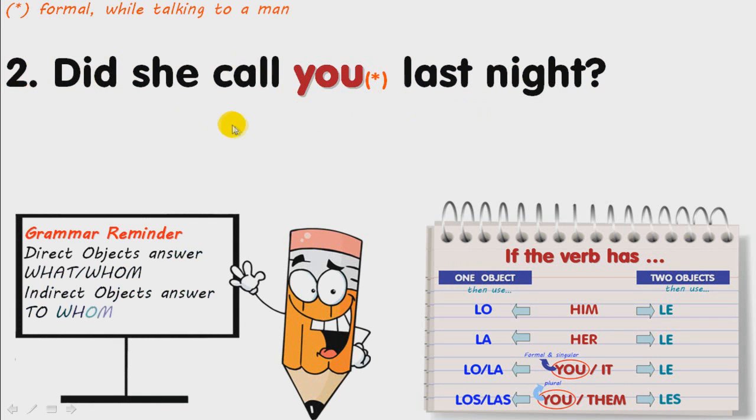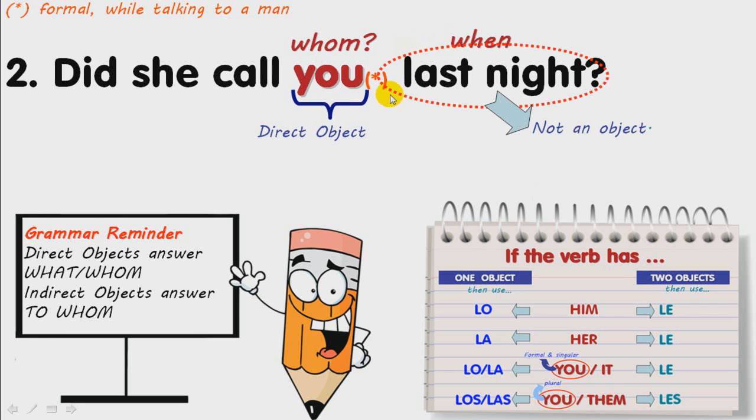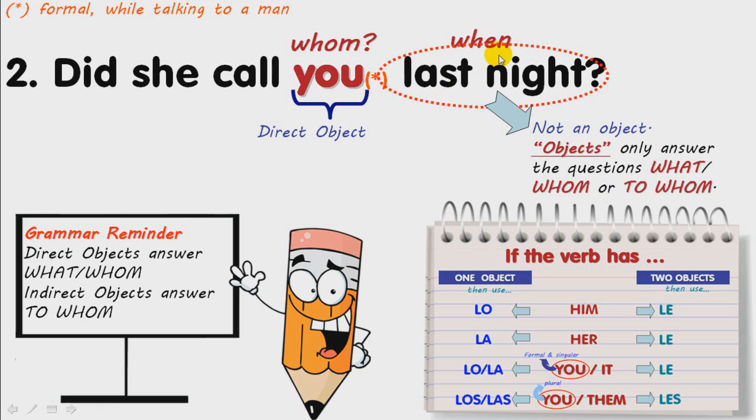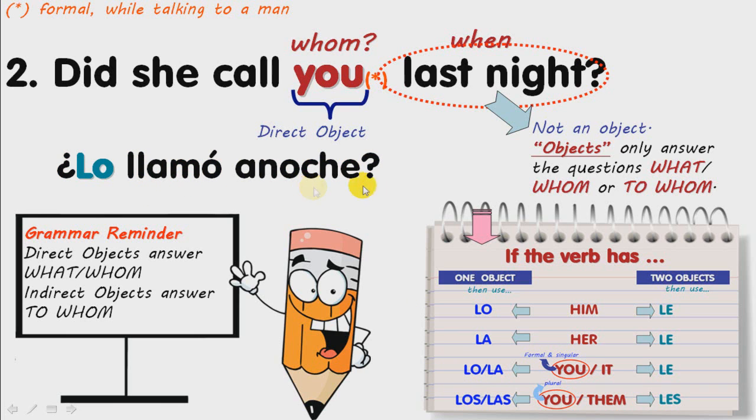Did she call you last night? This is a formal situation, and we are talking to a man. So first we need to identify the number of objects in the sentence, and we know that objects answer the question what, whom, or to whom. In this case, we can answer the question whom. Last night is not an object because it answers the question when, and what we saw is objects only answer the questions what, whom, or to whom. So consequently, this sentence has only one object, and as we are talking to a man and it's a formal situation, formal and singular and talking to a man, we're going to use lo. Lo llamó anoche.